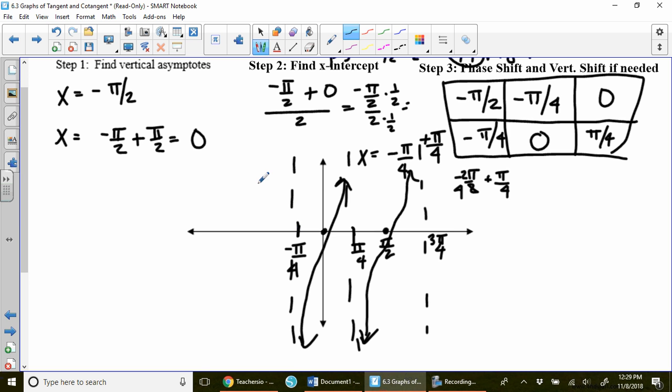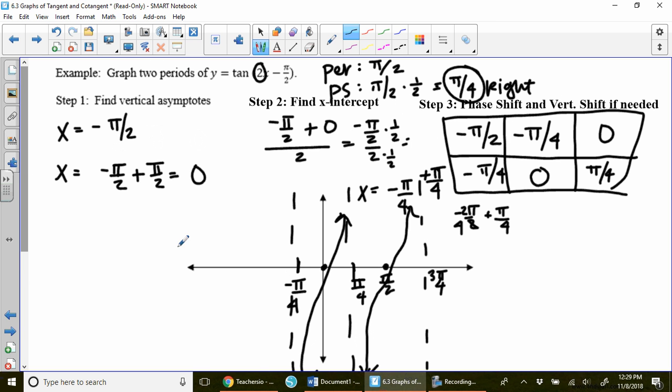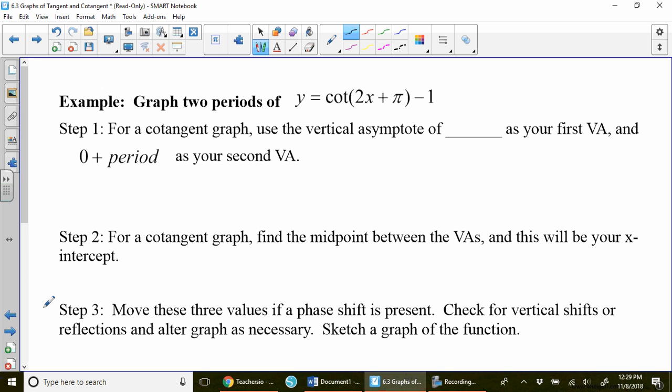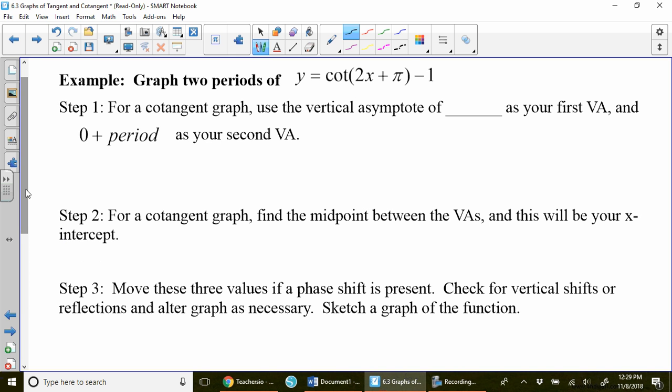So I hope you found that one on your notes. It's somewhere on there. So let's look at the cotangent function. We're going to do this example as well, but we're going to graph 1 period for now. For cotangent, the first vertical asymptote is x equals 0. And the second vertical asymptote is just going to be that plus your period. So it's the same process as tangent, we just start in a different spot. The cotangent graph has its first asymptote at 0, not negative pi over 2.